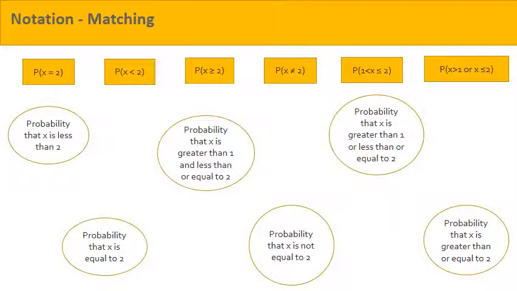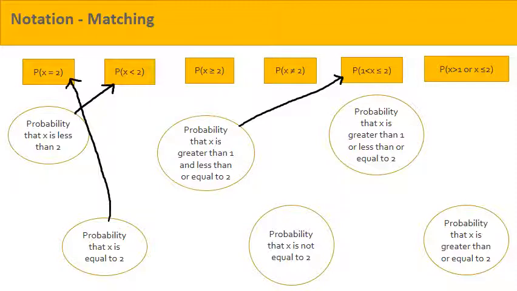Alright, so let's look at these in practice. Probability that x is less than 2. It would be that one. Now, if you have the probability that x is equal to 2, it would be the probability that x is equal to 2. Now, the probability that x is greater than 1 and less than or equal to 2, it would be this one.